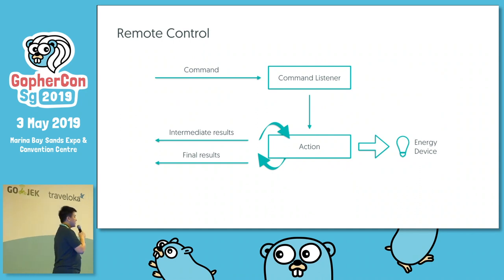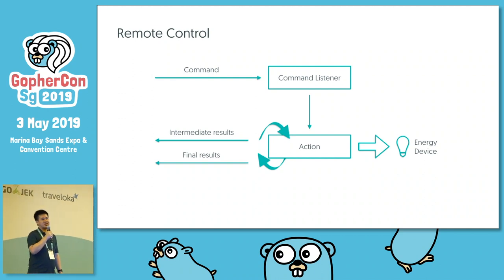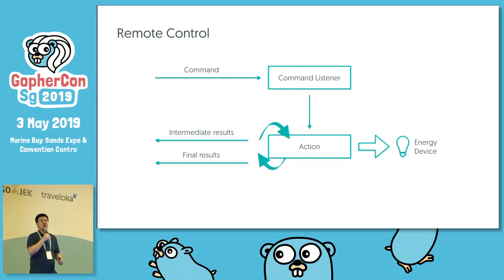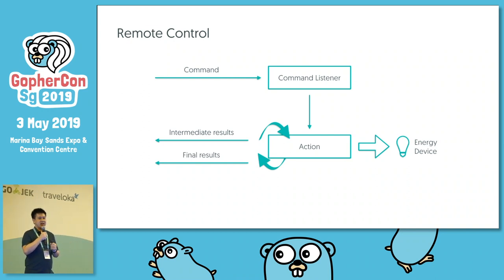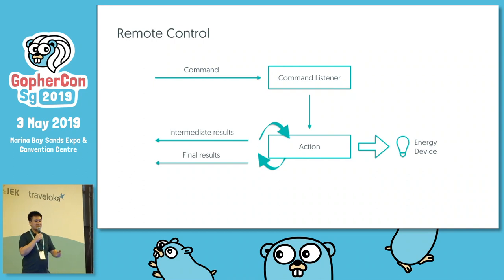Okay, the second use case that's very common in our industry is remote control. We want to control devices like the energy storage system to charge or discharge, or we want to limit the output of a PV system by sending a command from the cloud, from the hub side, down to the Spark app side running on the Spark. At the Spark side, there's a command listener listening for the commands, and when a command is received, it will run actions to control the energy device. The action may take some time to complete, so in between we can send intermediate results back to the cloud. And finally, when the action completes, we can send the final results back to the Spark Cloud.